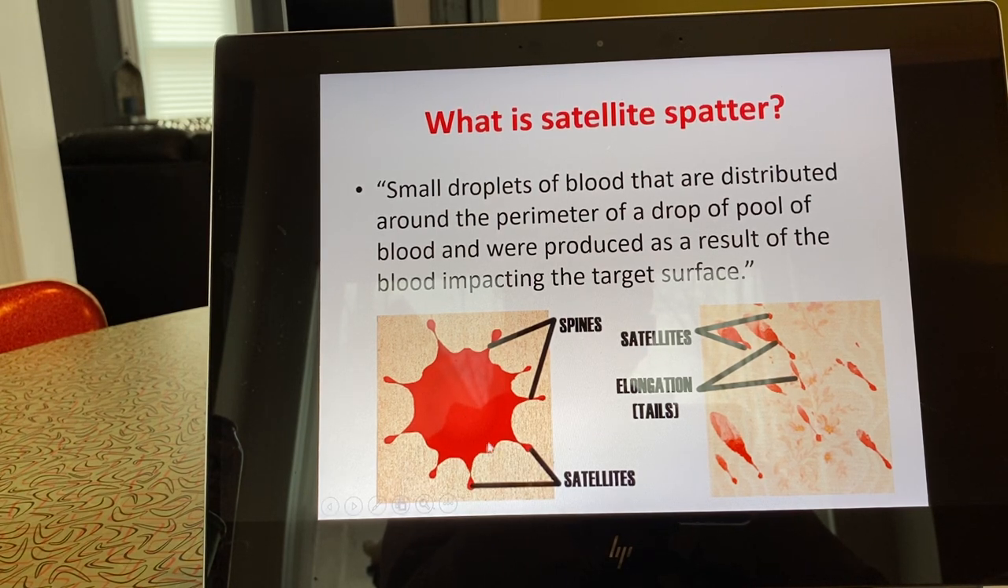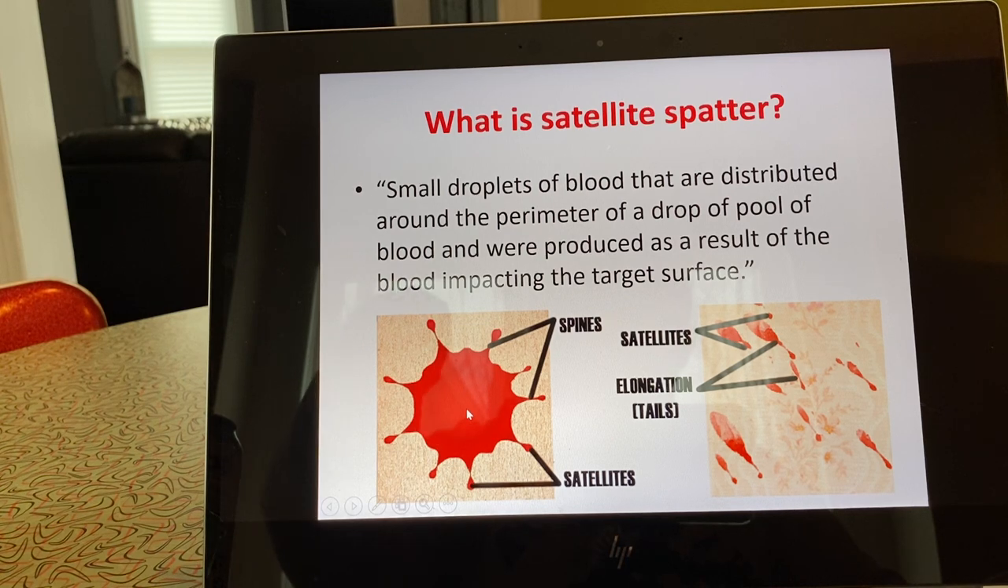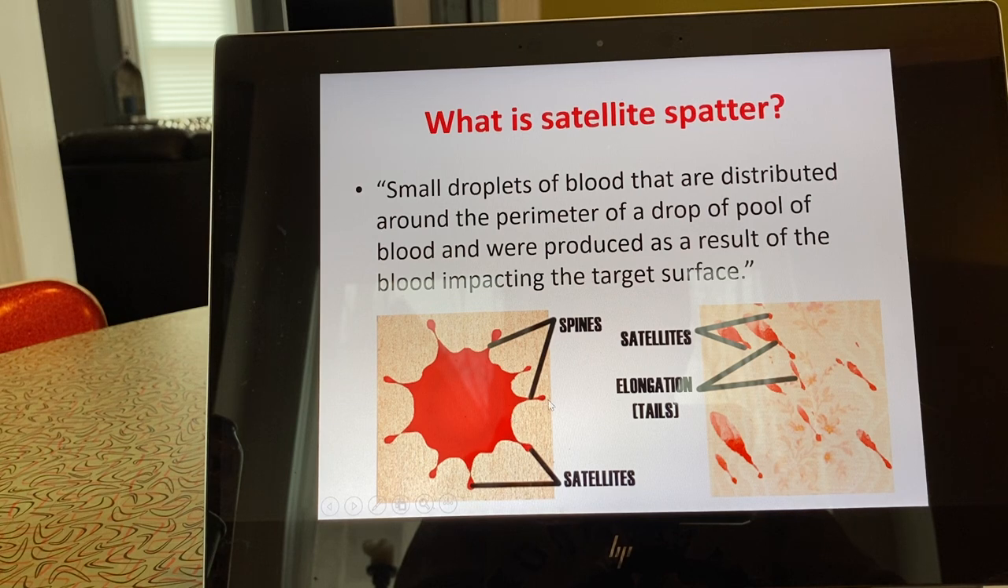You've heard me mention the term satellite spatter. Satellite is whenever the drop hits, you're going to have smaller droplets that come out, according to blood hitting the majority of the volume in the middle, and then smaller droplets are going to come out to the side. Those are what we refer to as satellites, okay? So you have the main blood drop, and when you see drops around the perimeter, those are what we refer to as satellites, and those are connected by thin little lines that we call spines. Okay, so this is where I'm going to stop the video.